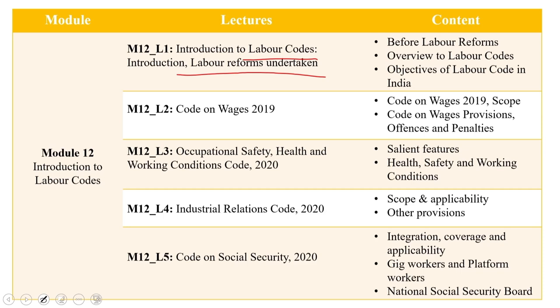What are the labor reforms background? We looked typically into the code on wages. We looked into the industrial relations code. We looked into the social security code. We looked into the occupational safety, health and working conditions code. So these were introduced in the first lecture of module 12.